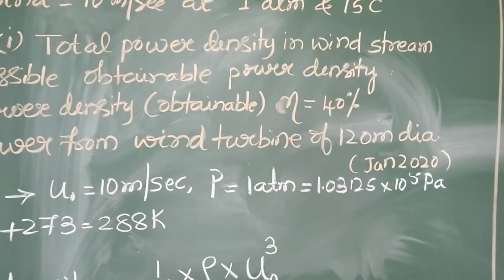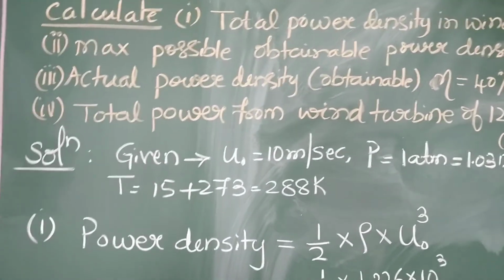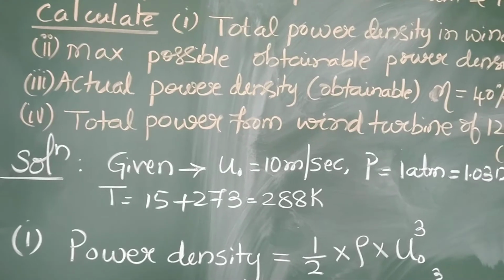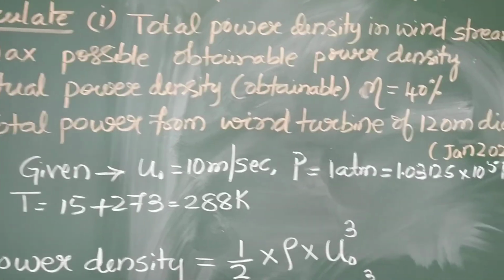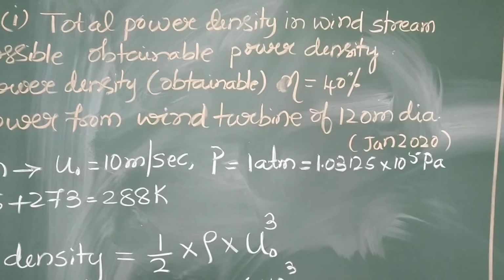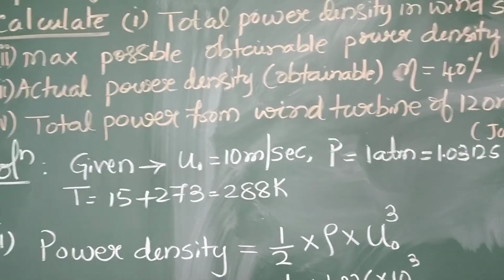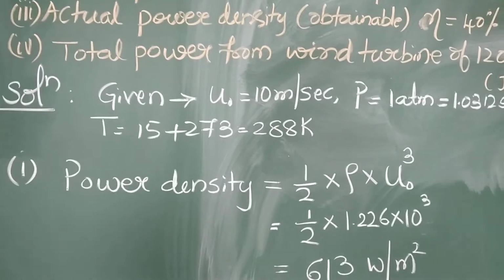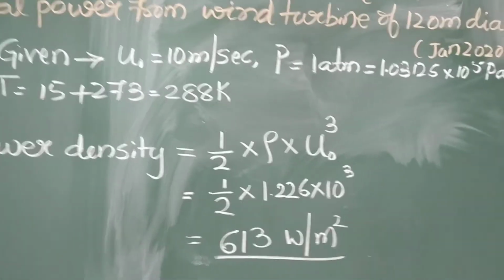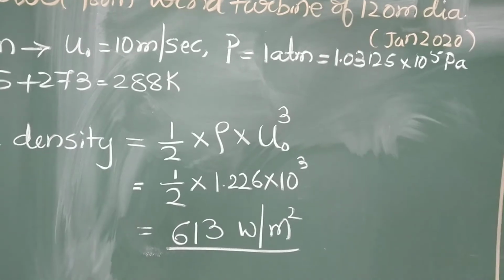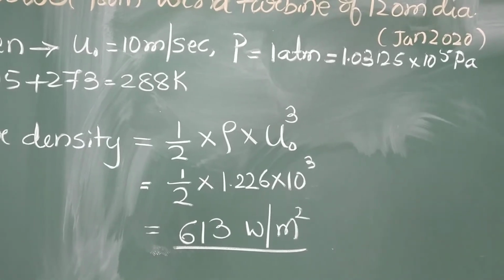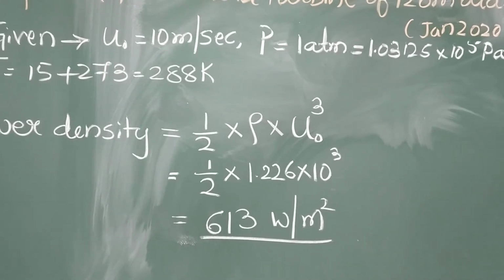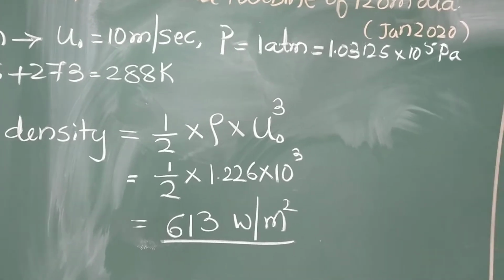This is from the paper of January 2020. From the given numerical, speed is given as 10 meters per second, P is 1 atmospheric, and T is 15 degrees centigrade or 288 Kelvin. The first one is power density. We know that it is half into rho into U naught cube. Substitute the values, and you get power density as 613 watts per meter square.